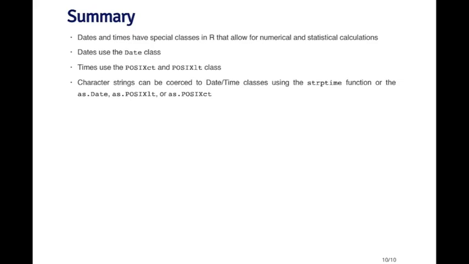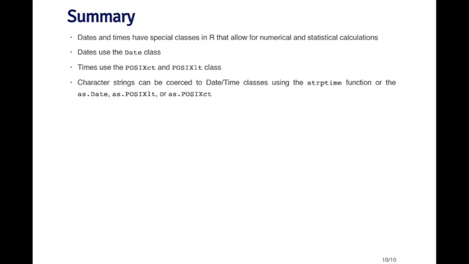So that's just a quick overview of the dates and the time classes in R. Just to summarize, there are special classes in R that represent dates and times and allow you to do numerical and statistical calculations. Dates use the Date class. Times use either the POSIXct or the POSIXlt class. And then character strings can be coerced to either a date or a time class using the strptime function or as.Date, as.POSIXlt, and as.POSIXct.